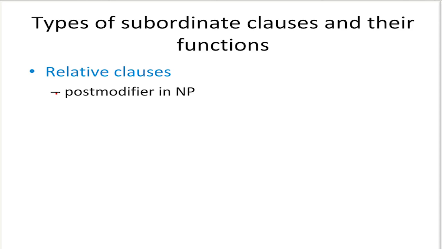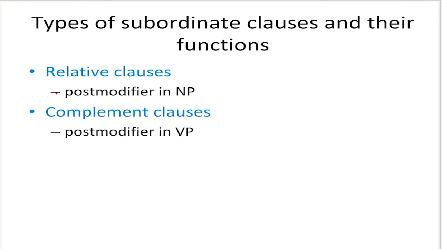There are three types of subordinate clauses. Relative clauses, which function as post modifiers in noun phrases. Complement clauses, which function as post modifiers in verb phrases. And adverbial clauses, which function as adverbials. We'll now look at each of these types in turn.